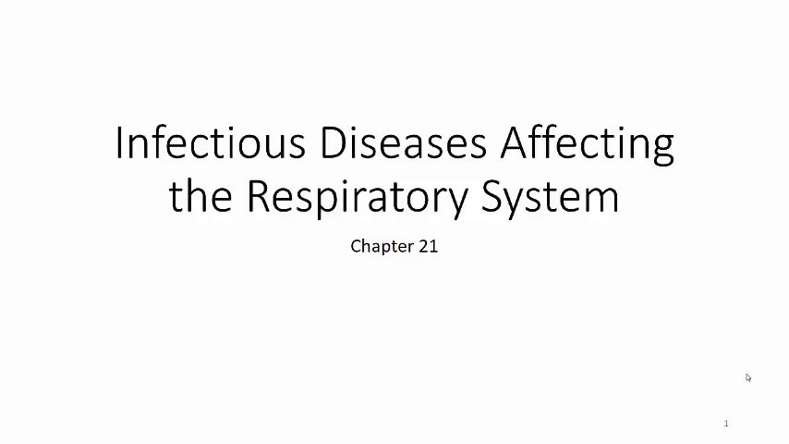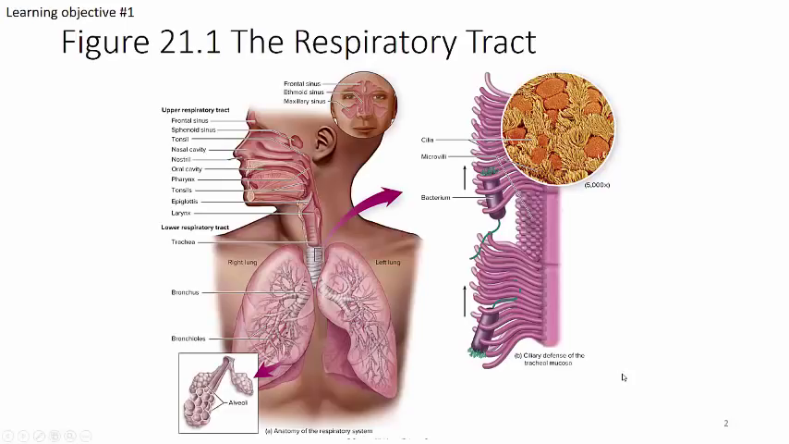Okay, welcome to the lecture on Chapter 21, all about infectious diseases of the respiratory system. So first we'll look at the anatomy of the respiratory tract. It's comprised of the upper respiratory tract, which is all the cavities of the face, the nose, the sinuses, the mouth, and then the upper part of the throat. And we have the lower respiratory tract, which is the trachea and the lungs.